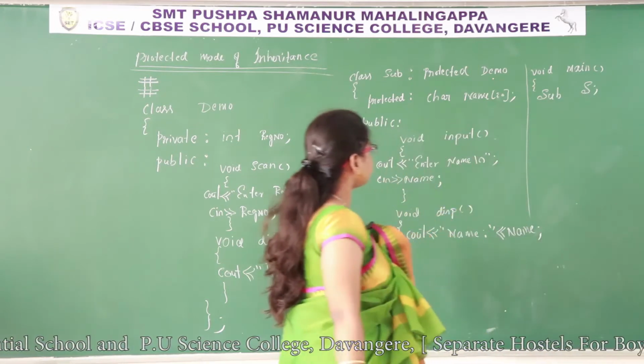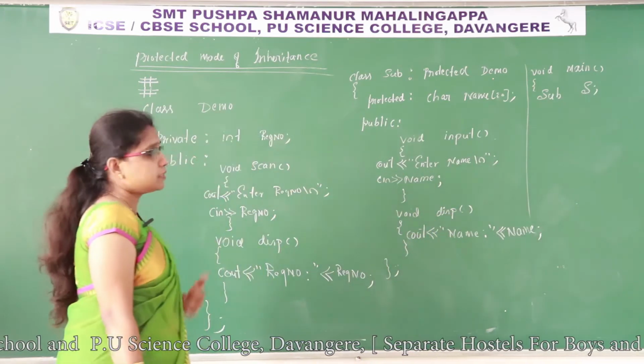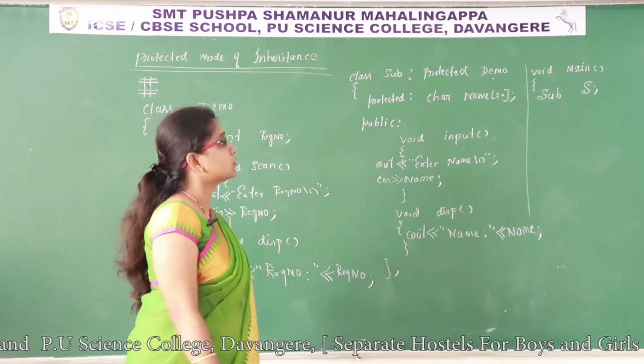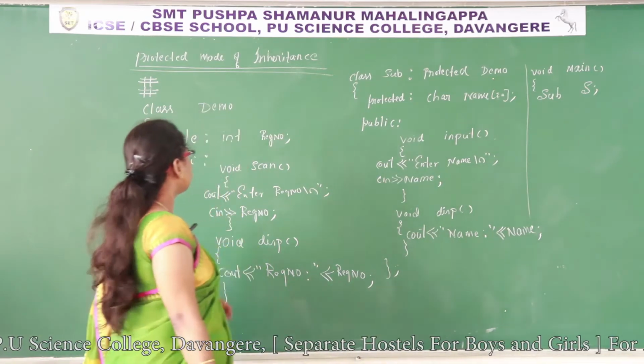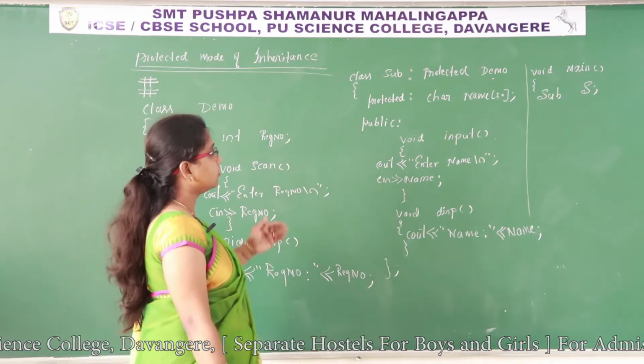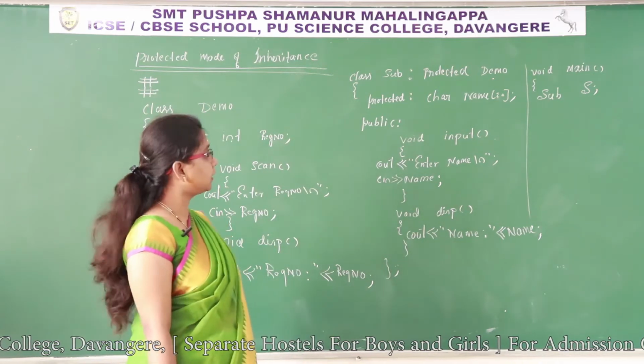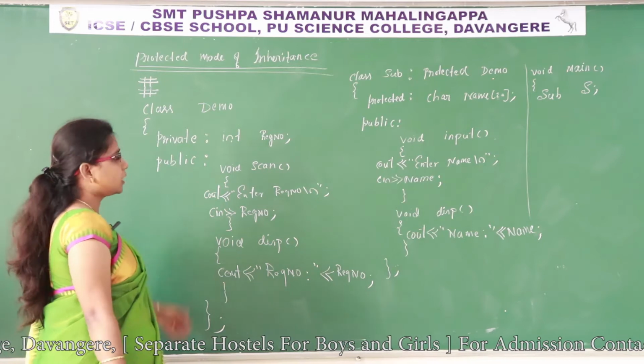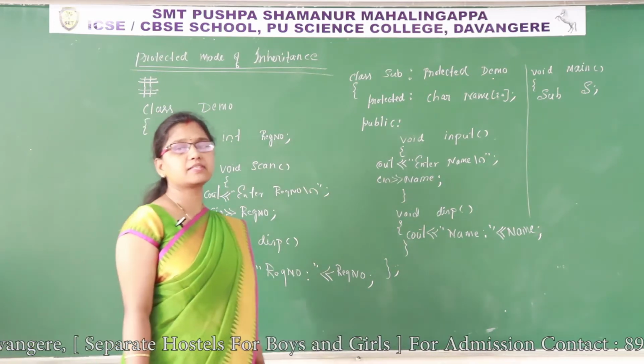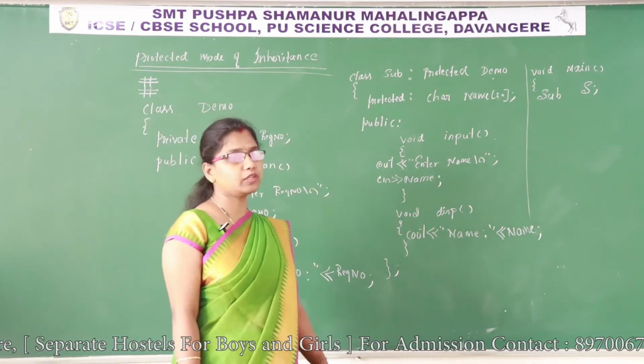See here, S is an object of which class? Subclass. Which kind of inheritance is it? Which mode of inheritance? Protected mode of inheritance. So base class protected and public members are inherited to the protected section of the derived class.